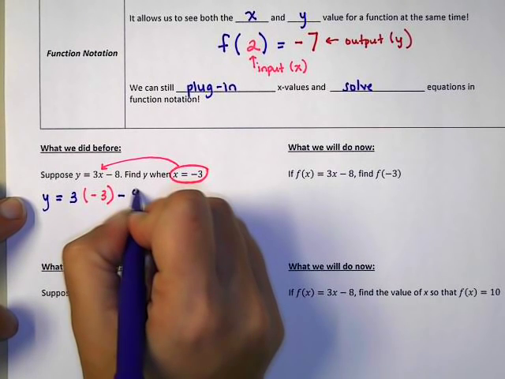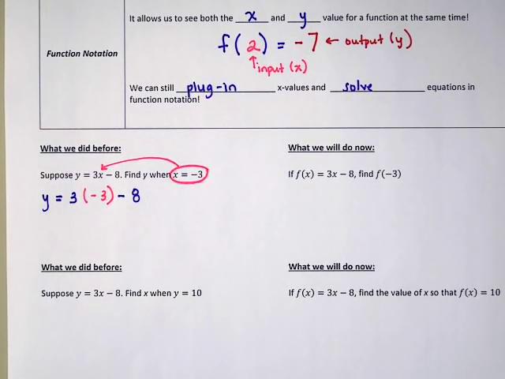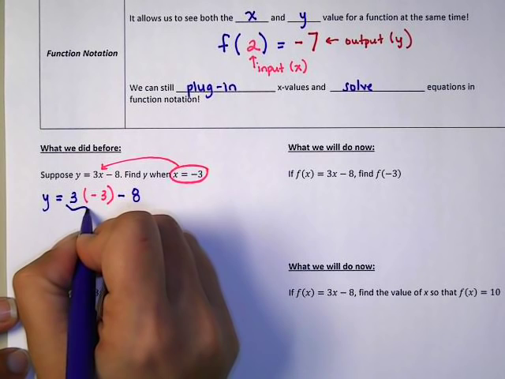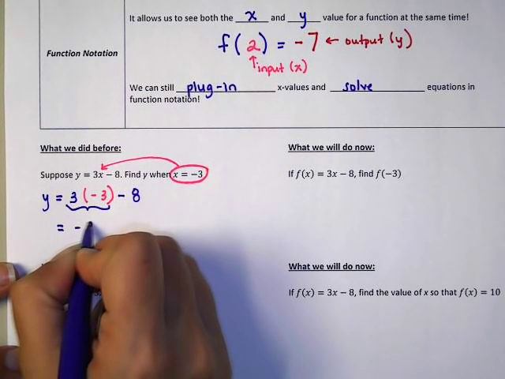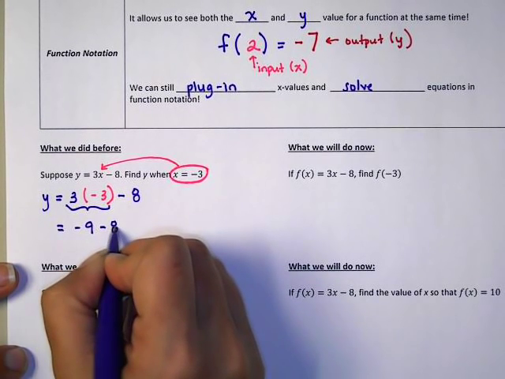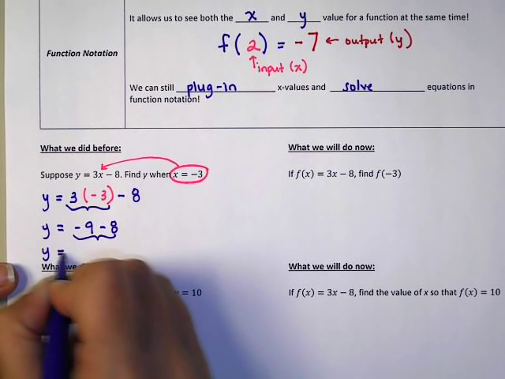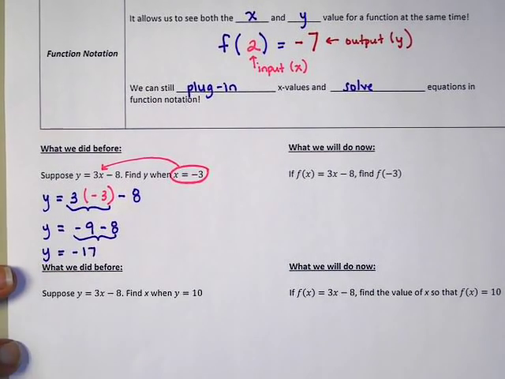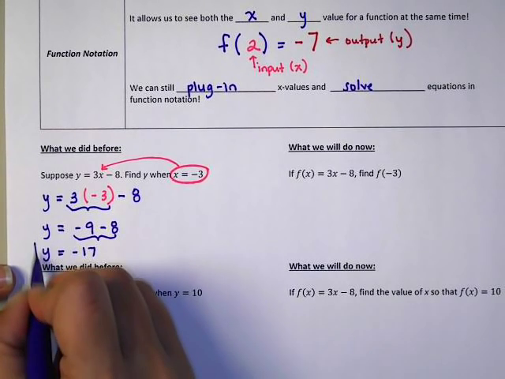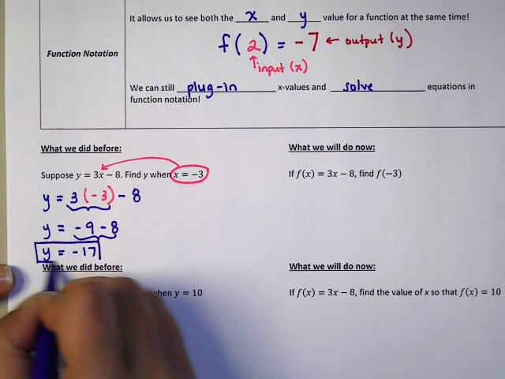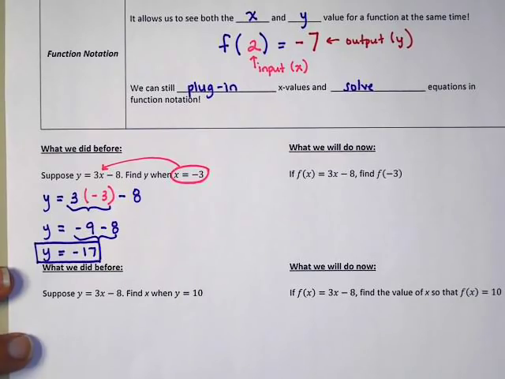So we've always had y equals 3, and then replace the x with negative 3, and then minus 8. Now, when you simplify this, 3 times negative 3 is negative 9, and negative 9 minus 8 would give me negative 17. Our final answer here would just be y equals negative 17.